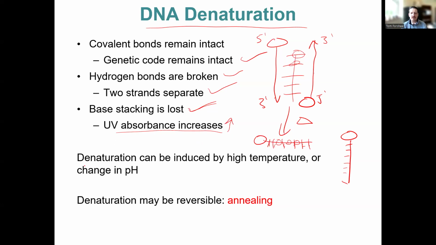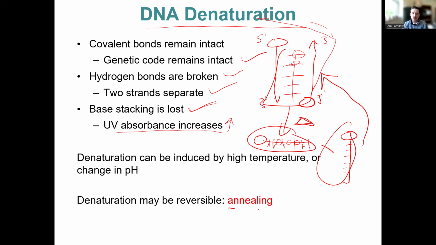Denaturation can be induced by a range of things. Heat is a classic one, but also a change in pH, and salt as well can mess around with it. These are the weak intermolecular forces of hydrogen bonding and the hydrophobic effect. So these are non-covalent forces that were holding it together, and they can be broken, but they can also come back together again. If you bring the temperature back down, these will join back up again to form the double-stranded DNA, and that is called annealing.